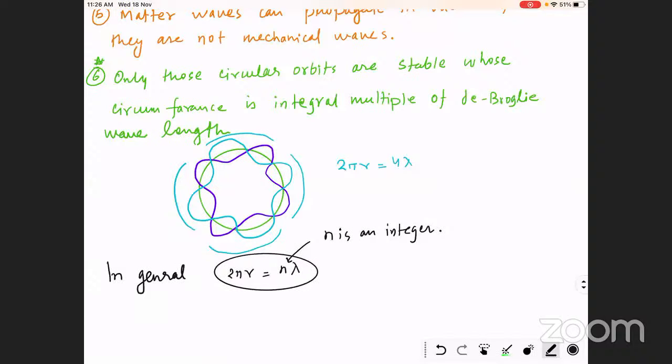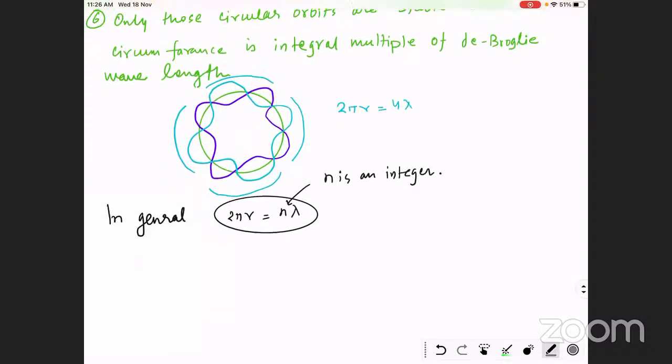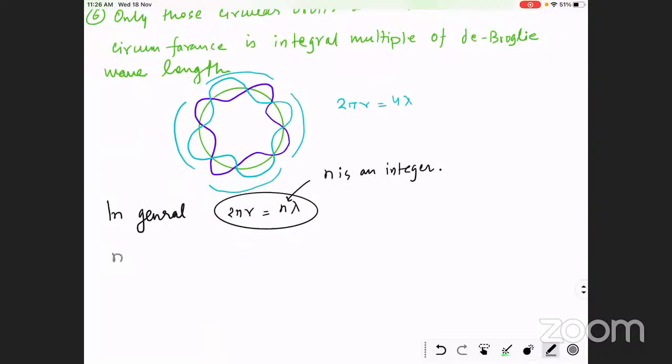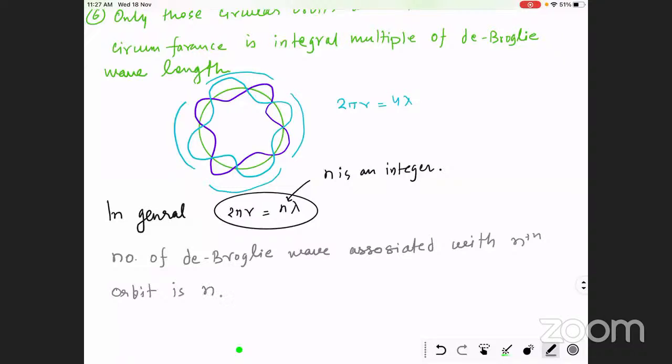आगे बढ़ते हैं. Yeah, let's write one more point related to this. The number of de Broglie waves associated with the nth orbit is n. Okay.